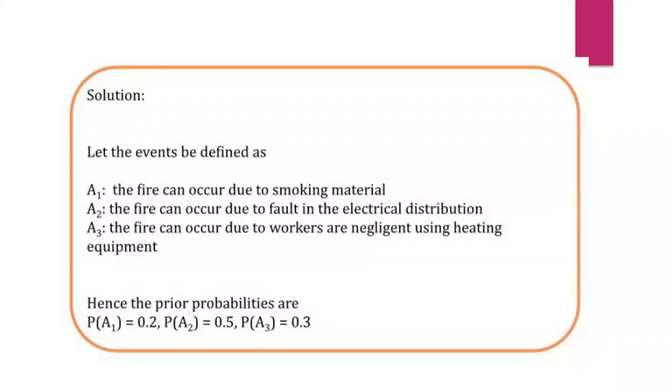What are the events here? A1, A2, A3. Only three events are there, though I told you that there can be n number of events. A1 is that the fire occurred due to smoking material, A2 is the second one, and A3 is the third one. So what are these three? Let's go back to the previous slide: 0.2, 0.5, 0.3. Right? So let's now see that.